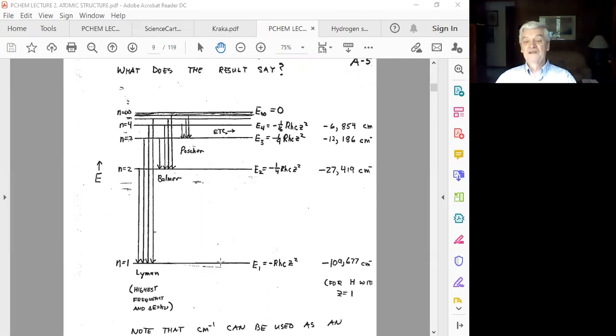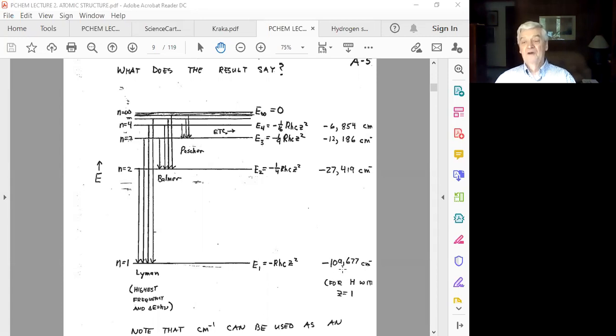I'll mention this later, but the ionization potential of a hydrogen atom would be exactly the Rydberg constant here, because you would have to take the electron from here at minus 109,000 wave numbers, take it up to 0, and so that is the ionization potential. It comes out to be 13.6 electron volts equivalent to that.